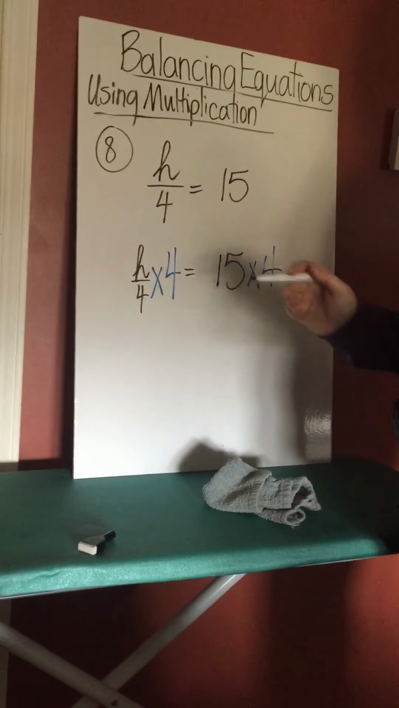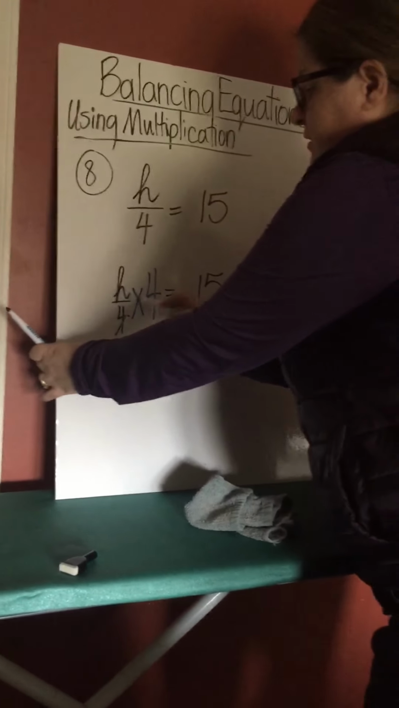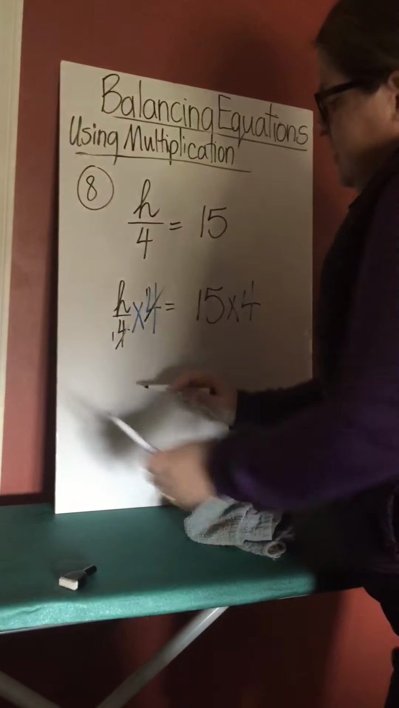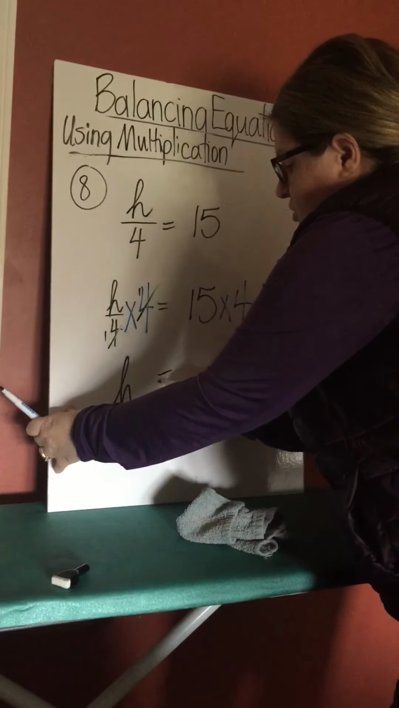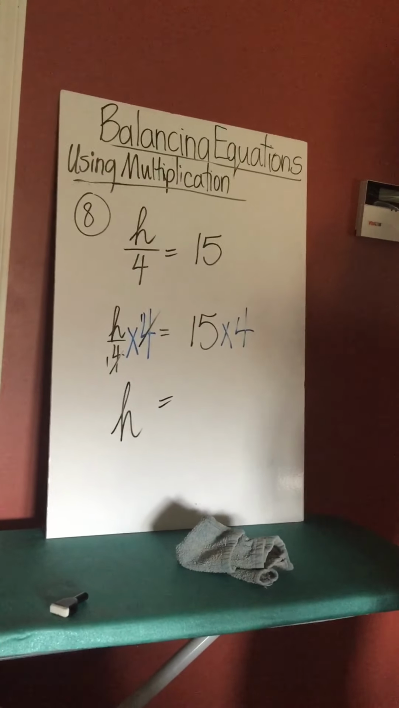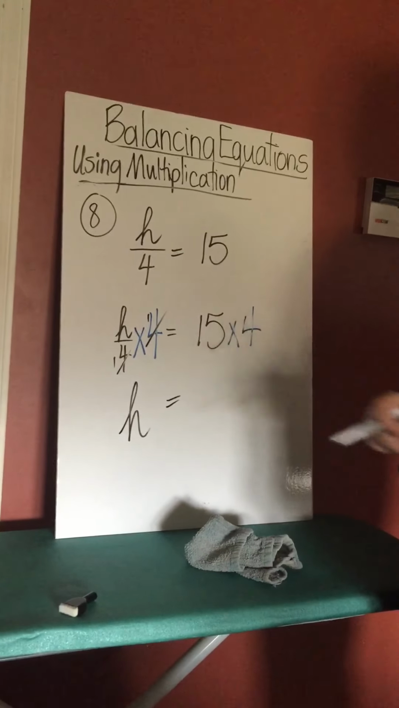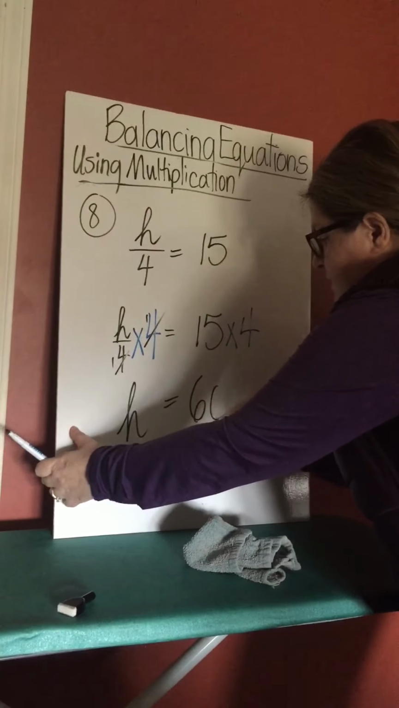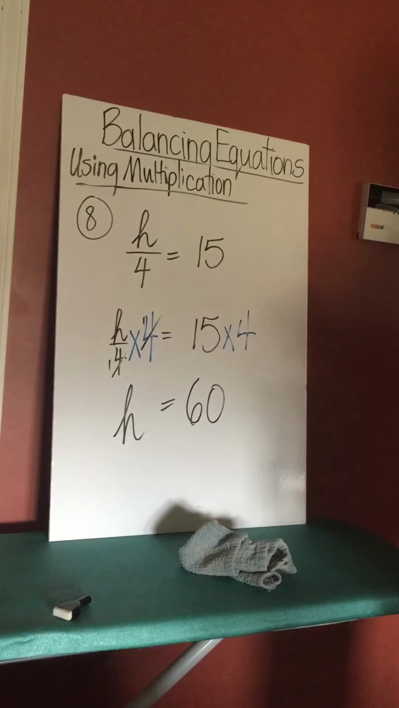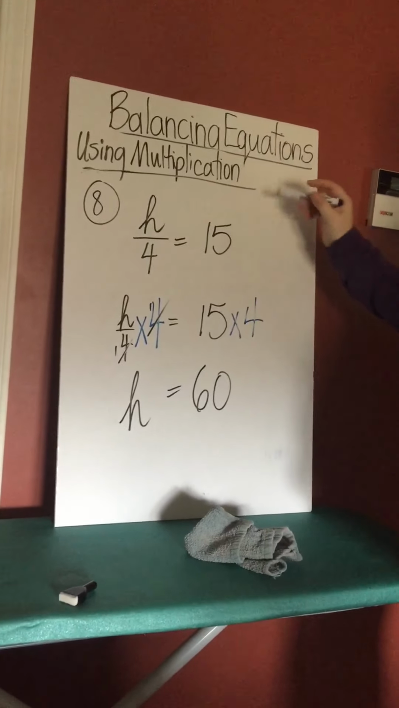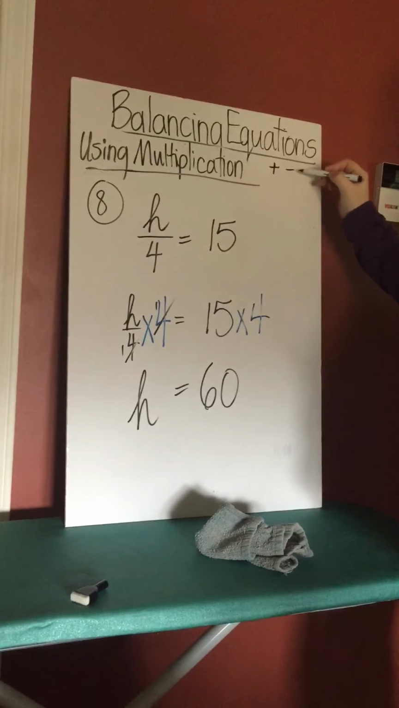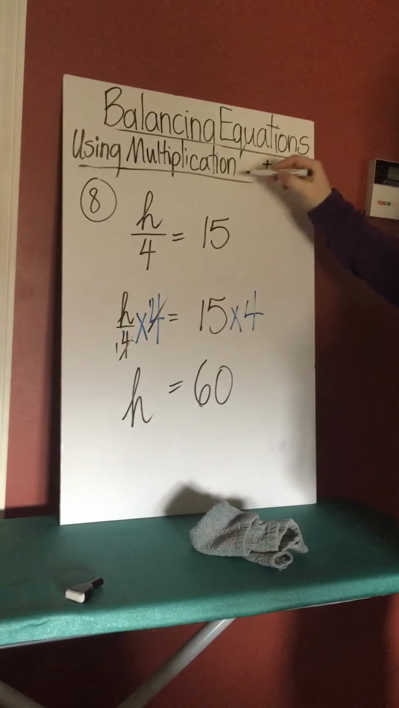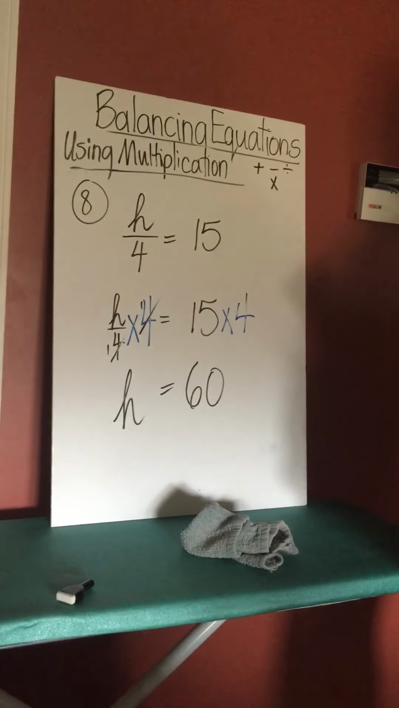h times 4, 4h, divided by 4. The 4's cancel out. You're left just with an h. 15 times 4, well, we know 15 times 2 is 30. Double that, 15 times 4 is 60. So now we have done balancing equations with adding, subtracting, dividing, and finally with multiplication.